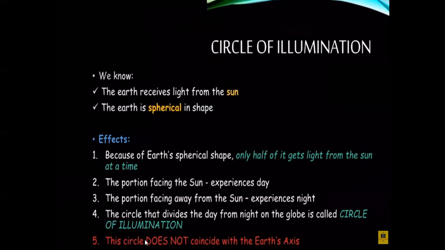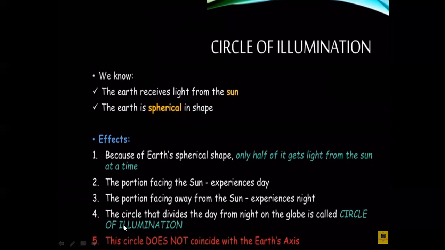And what are the effects of the circle of illumination? Because of the Earth's spherical shape, only half of it gets light from the sun at a time. The portion facing the sun experiences day, and the opposite side, facing away from the sun, experiences night.